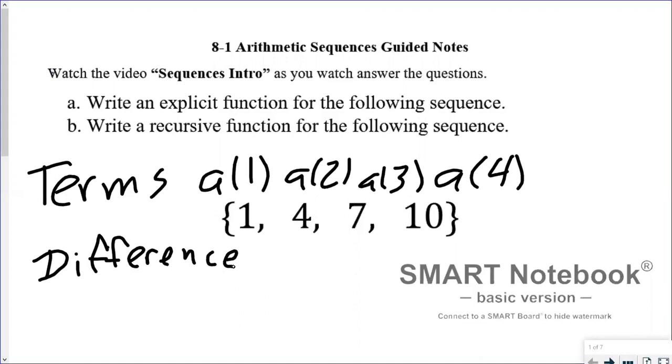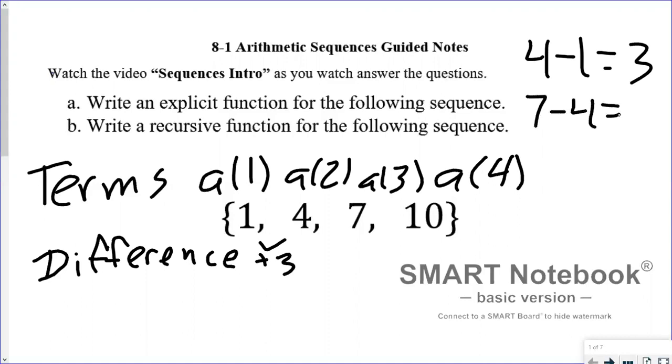To figure that out, we work with each successive terms. So we start with 4 minus 1. We know that's 3. In other words, 1 plus 3 is 4. 7 minus 4, that's also 3. So we know 4 plus 3 is 7. And then similarly, 7 plus 3 is 10. So my common difference is 3.